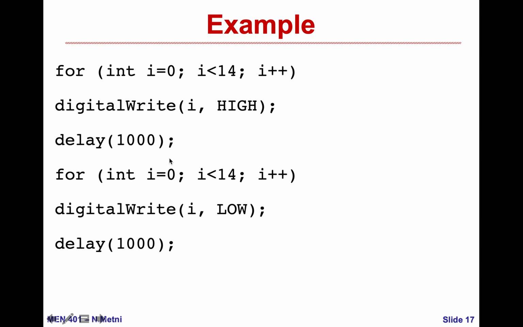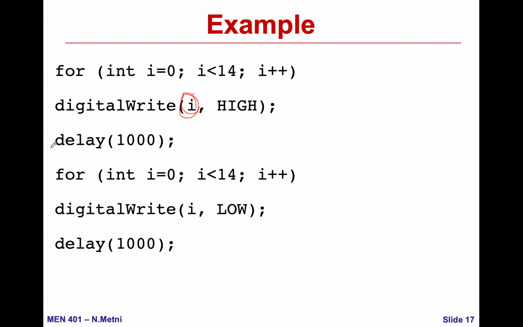Look at this example. After specifying the 14 pins in the void setup as outputs, we go into the void loop and see for yourself here. So for (int i = 0; i < 14; i++), I am writing high on all the pins from 0 to 13.